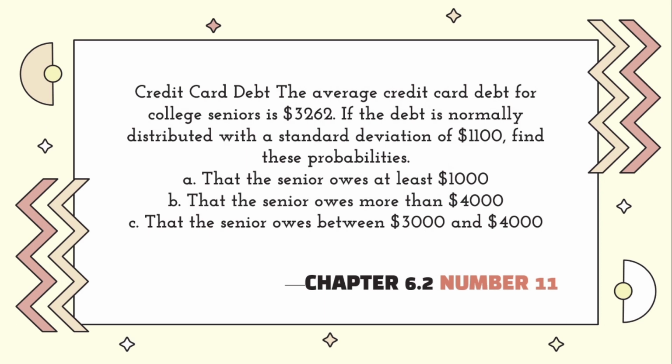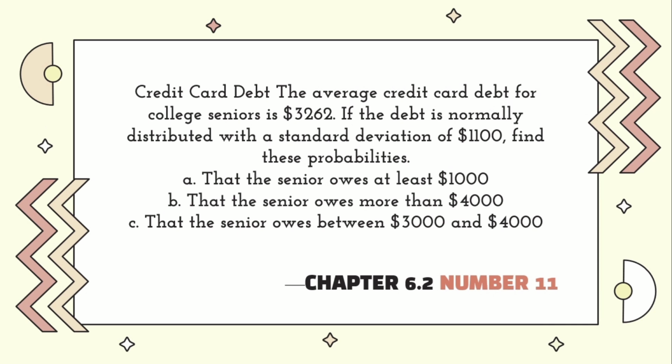This is the exercise 6.2 number 11. And the question is, the average credit card debt for college seniors is $3,262. If the debt is normally distributed with a standard deviation of $1,100, find these probabilities. A. That the senior owes at least $1,000. B. That the senior owes more than $4,000. And C. That the senior owes between $3,000 and $4,000.